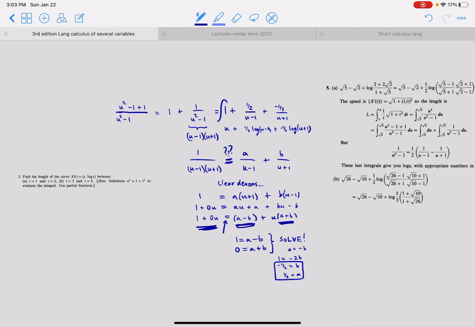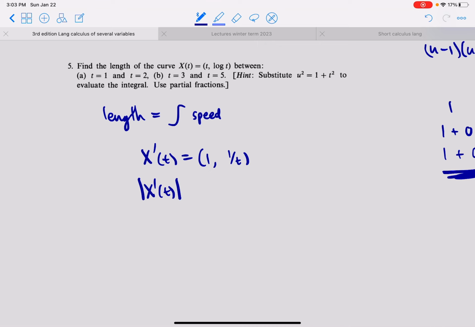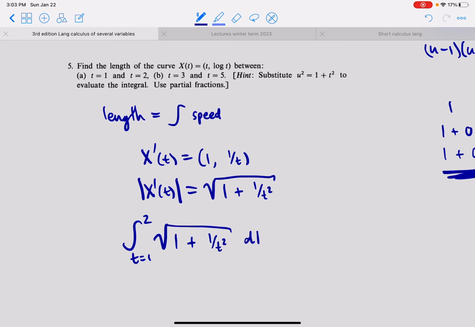Here's the curve. We want to get the length. The length is the integral of the speed. Okay, so first we need the velocity, which is (1, 1 over t). So the speed is the length of the velocity vector. So it's the square root of 1 squared plus 1 over t squared. And so we need to integrate that, let's say, from t equals 1 to 2 for part A: the square root of 1 plus 1 over t squared dt.